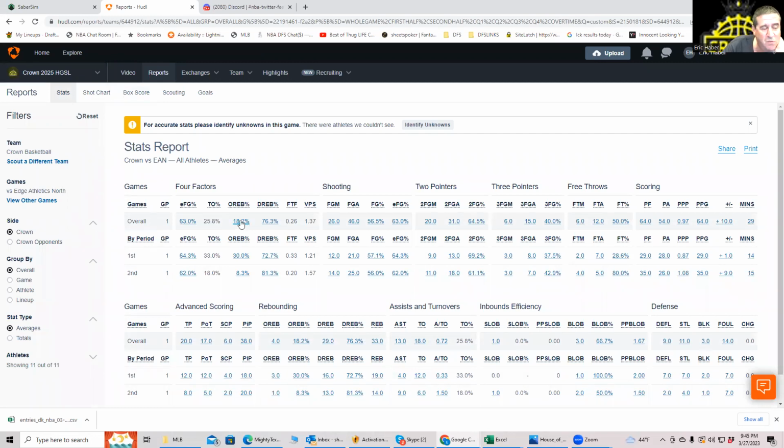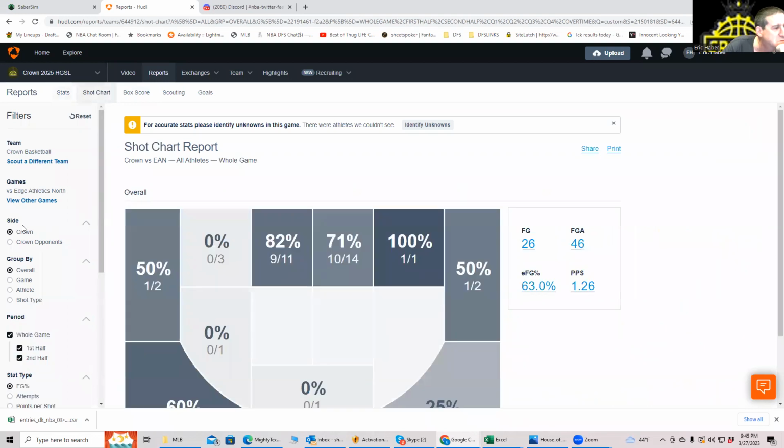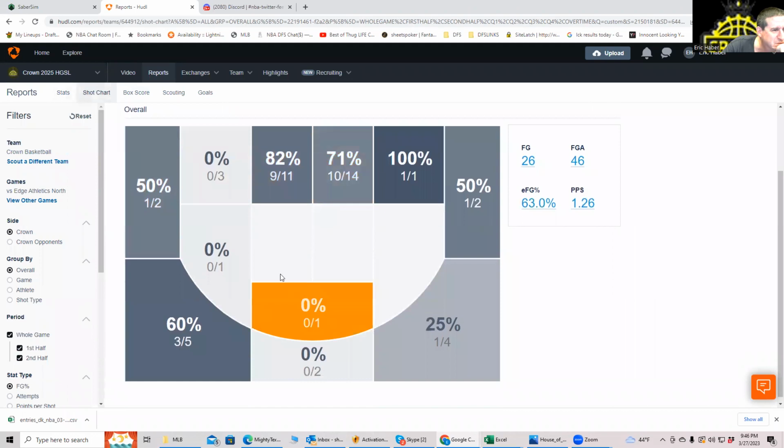Offensive rebound percentage in this one was not that great, but you know what? You trade almost all that for the 63% effective field goal percentage. This is awesome. Let's take a look at the shot chart. So 3, 4, 5. All right, not bad.